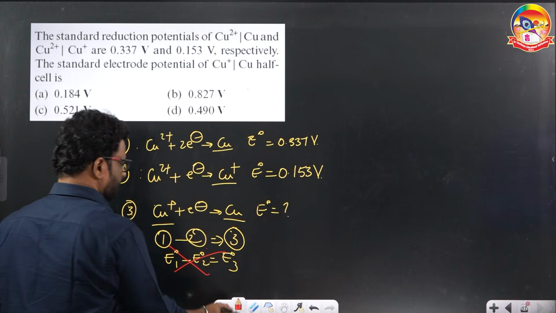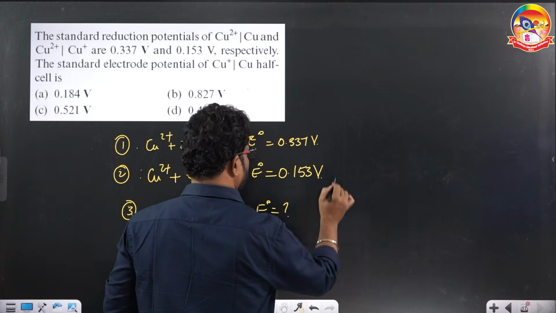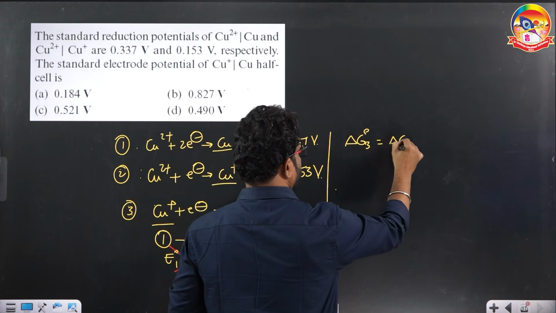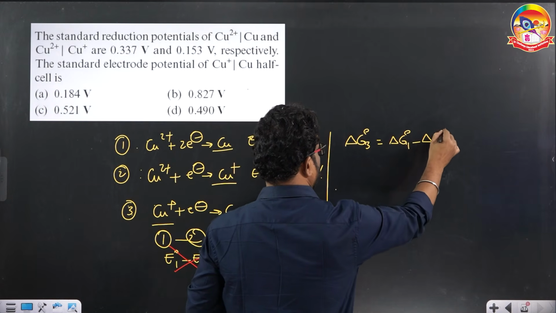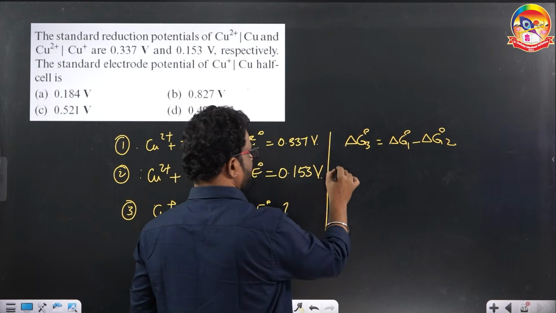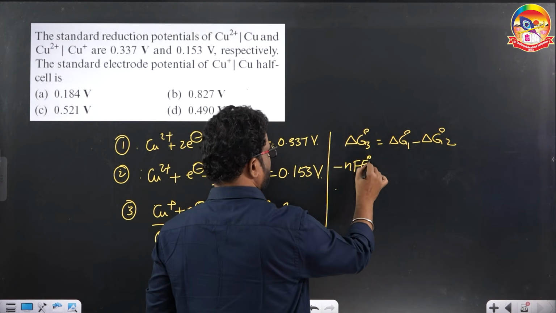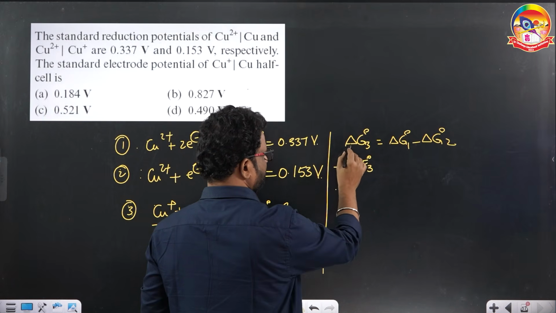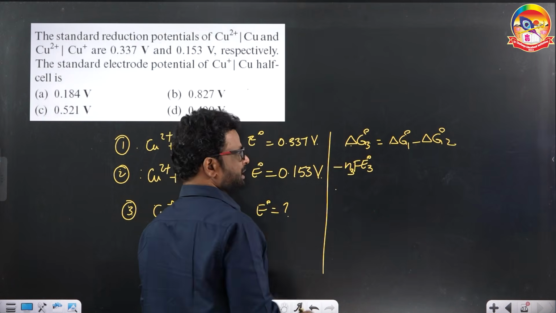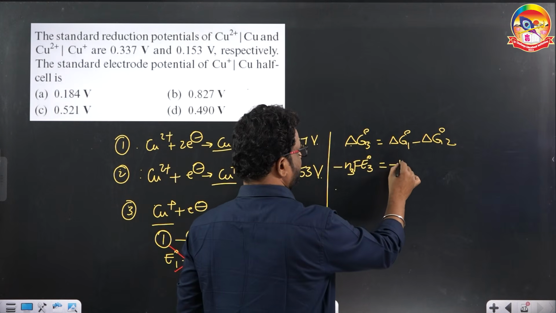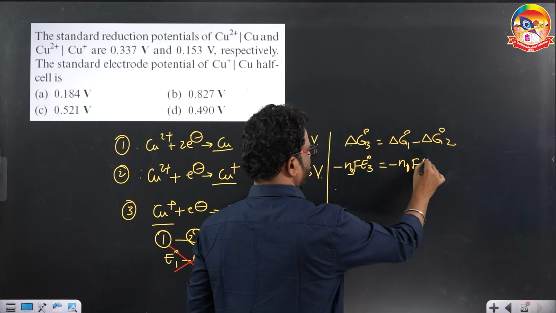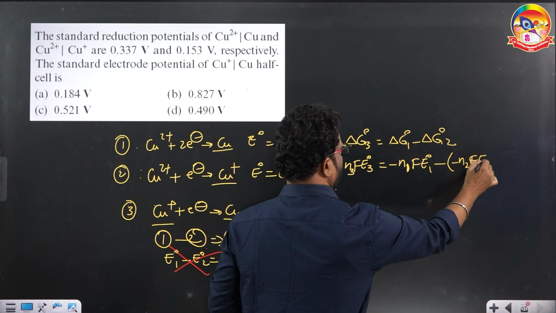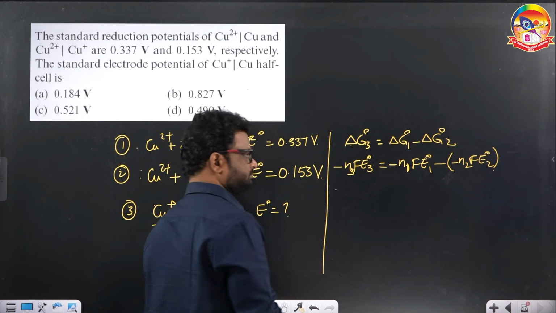What should be used? Delta G0 values are additive. That means delta G03 is equal to delta G01 minus delta G02. But delta G0 is minus nFE0. So for delta G03, I will take it as minus n3 F E03 equals minus n1 F E01 minus of minus n2 F E02. This is the correct process.